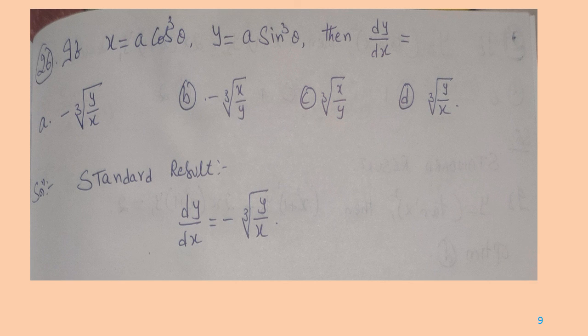So the next one: if x equals a cos cube theta, y equals a sin cube theta, then dy by dx is given the values. This is a standard result, you need to remember this. In regular PUC you have learned this problem. The standard result is dy by dx equals minus cube root of y by x, which is option A.